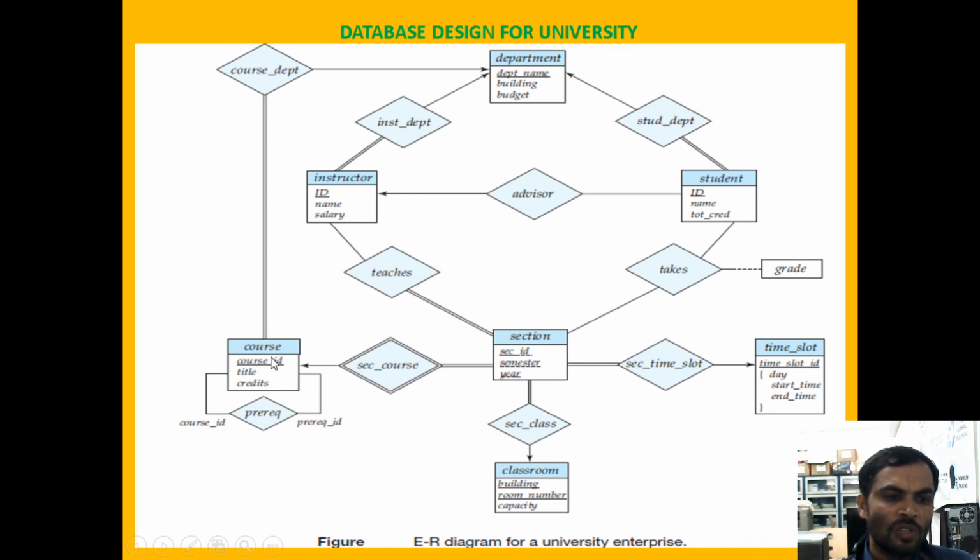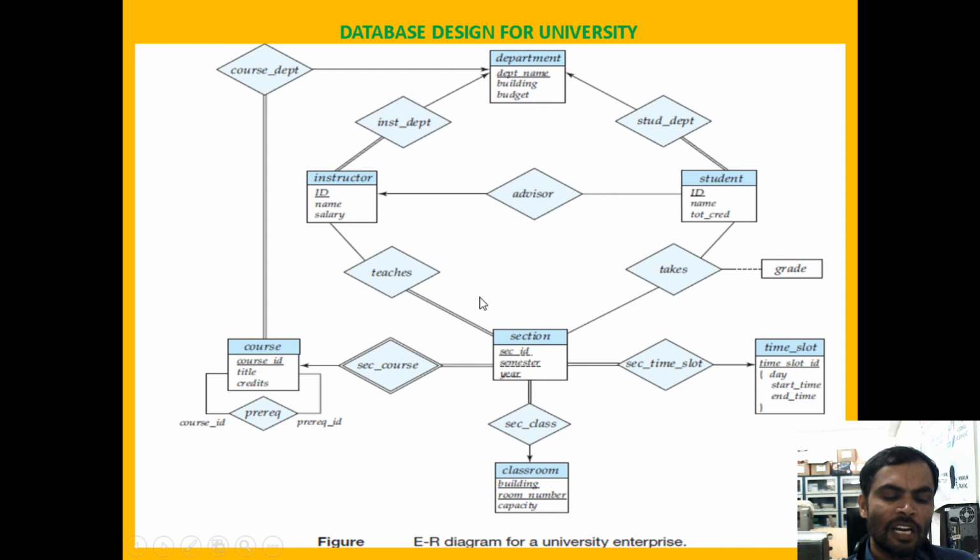Now a section to course relationship will be there. Only one course will be there, and n number of sections will be there. This double diamond symbol means we can call it a weak entity set. Between the section and the time slot, a particular section may have subjects, and at what time the class will be held, the time slot will be there. The section to classroom relationship also exists. Only one classroom will be there, and n number of sections will be there.